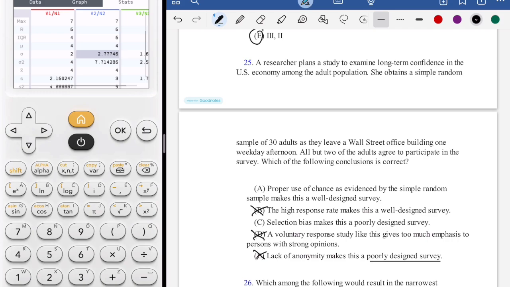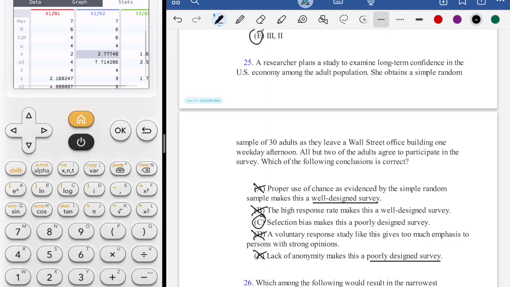Proper use of chance as evidenced by simple random sample makes this, just going back to that idea, it doesn't mean it's a well-designed survey. Like the parameters of the survey where she's standing outside of a building. Why that building? What's the purpose? Wall Street office building. Why that particular building? Why that time of day? What are the factors that impact any kind of variables that go in? So it doesn't mean that it's a well-designed survey.